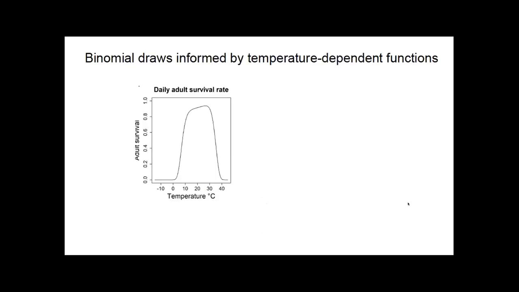For example, if we consider the daily survival rate function for Aedes albopictus at a given temperature of 26 degrees, you will have 94% of adult survival, which, for example, with a population size of 500 individuals at the end of the day will result in 466 viable female adults.